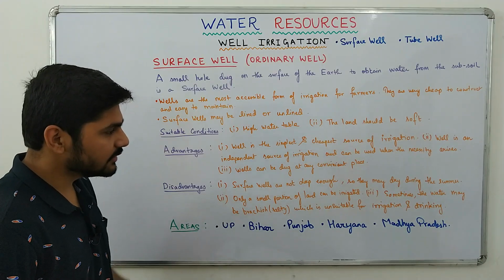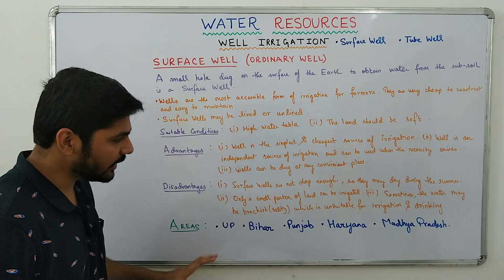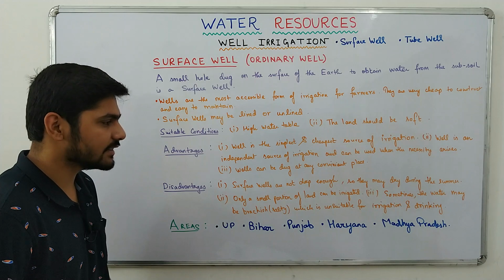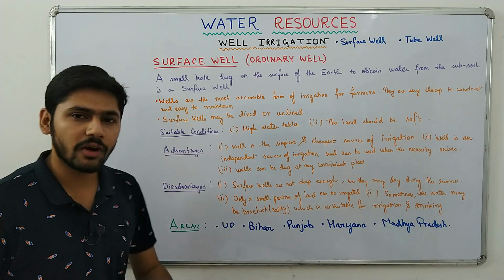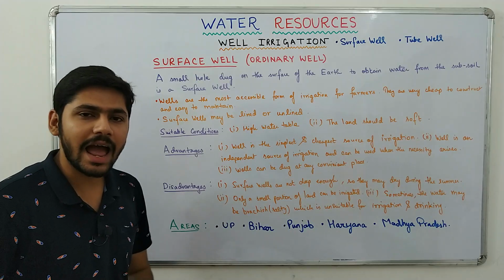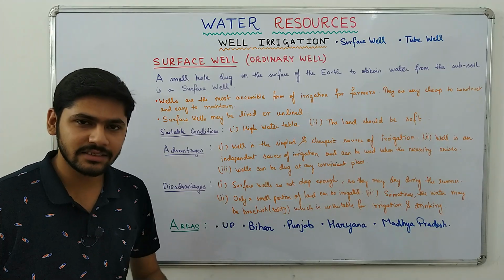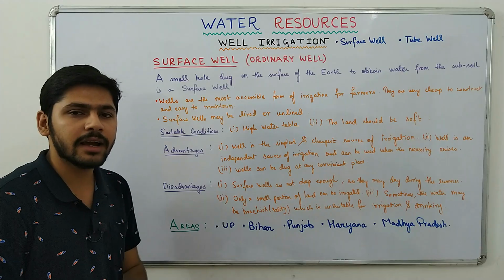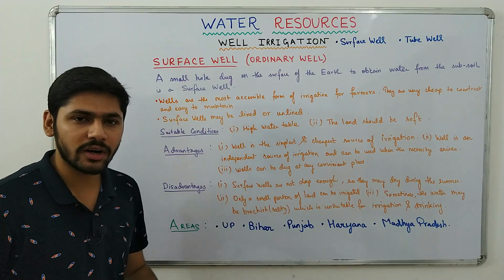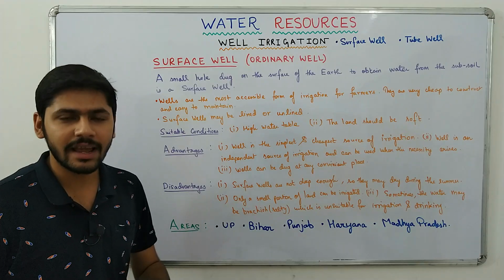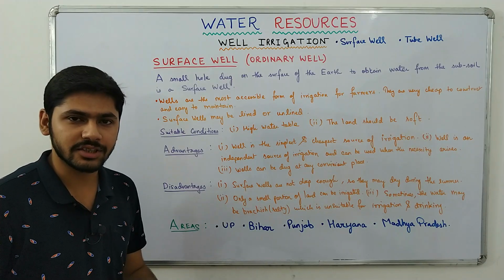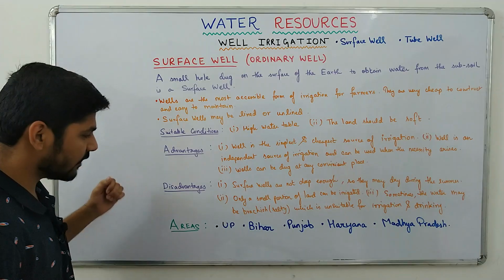Then sometimes the water may be brackish, that is salty, which is unsuitable for irrigation and drinking. For example, if you dig a well and the water comes out brackish, that means salty, the well will become unusable because brackish water cannot be used for drinking and it cannot be used for agriculture. So these were the disadvantages.